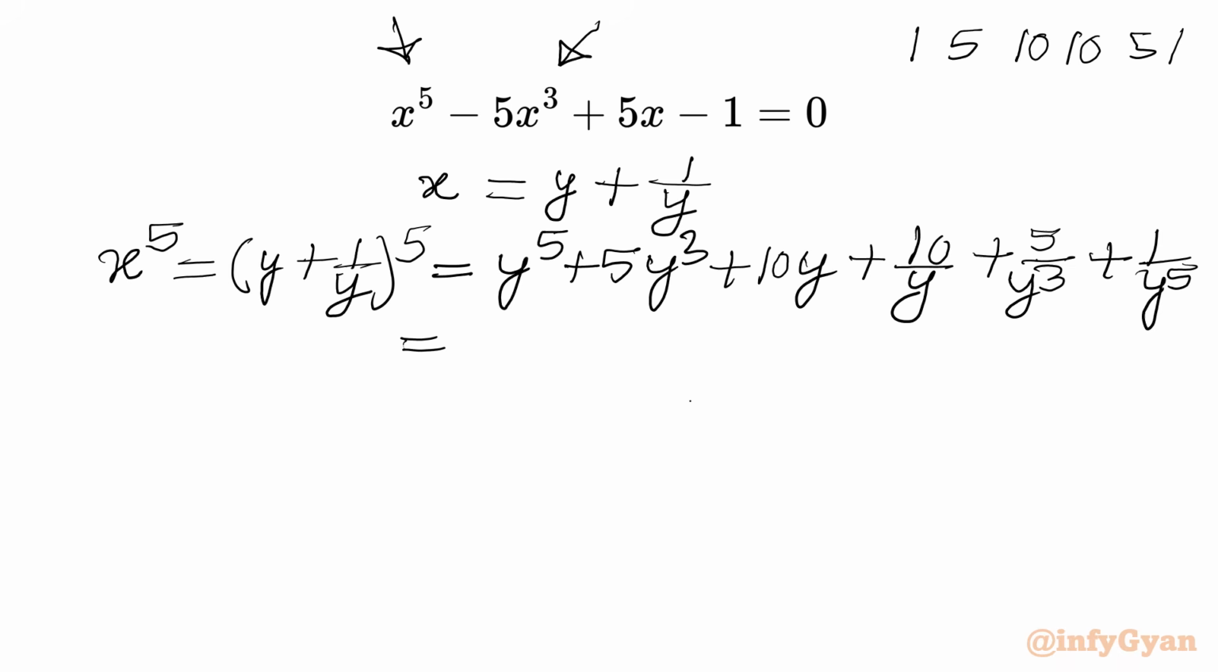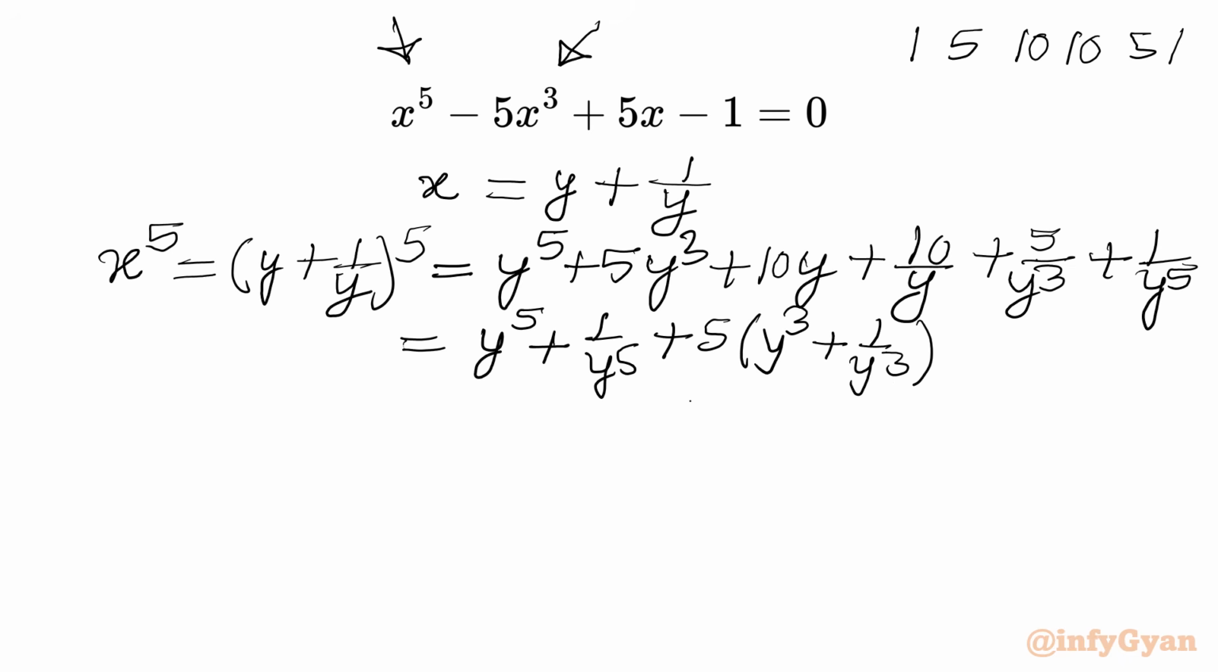Now we will club first and last term all together. So we can write y power 5 plus 1 over y power 5. Then we have 5y cube plus 5 over y cube. 5 is common. In bracket we can write y cube plus 1 over y cube. Then we have 10y plus 10 over y. 10 is common. In bracket y plus 1 over y, which is our substitution x. So I will write 10x over here.